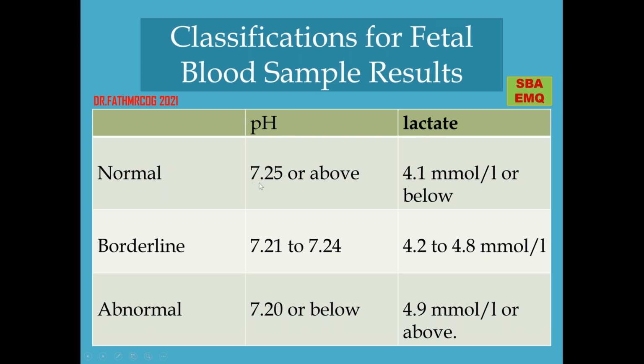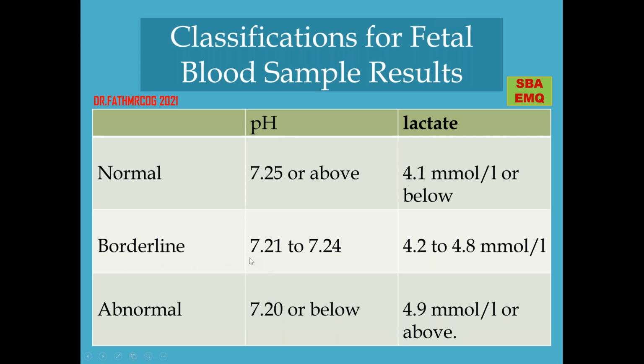If the pH is 7.25 or more, the fetal blood sample is normal. Or if the lactate is 4.1 millimole per liter or below, this is normal. And most exams will give you the pH.